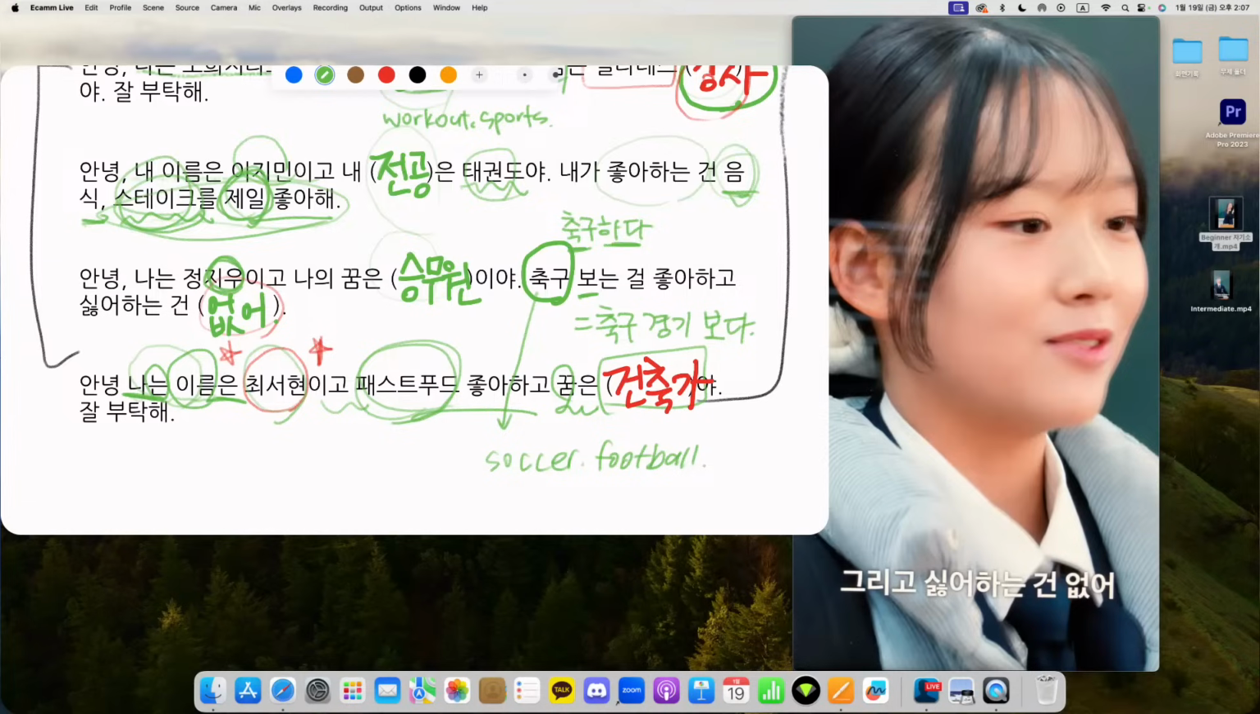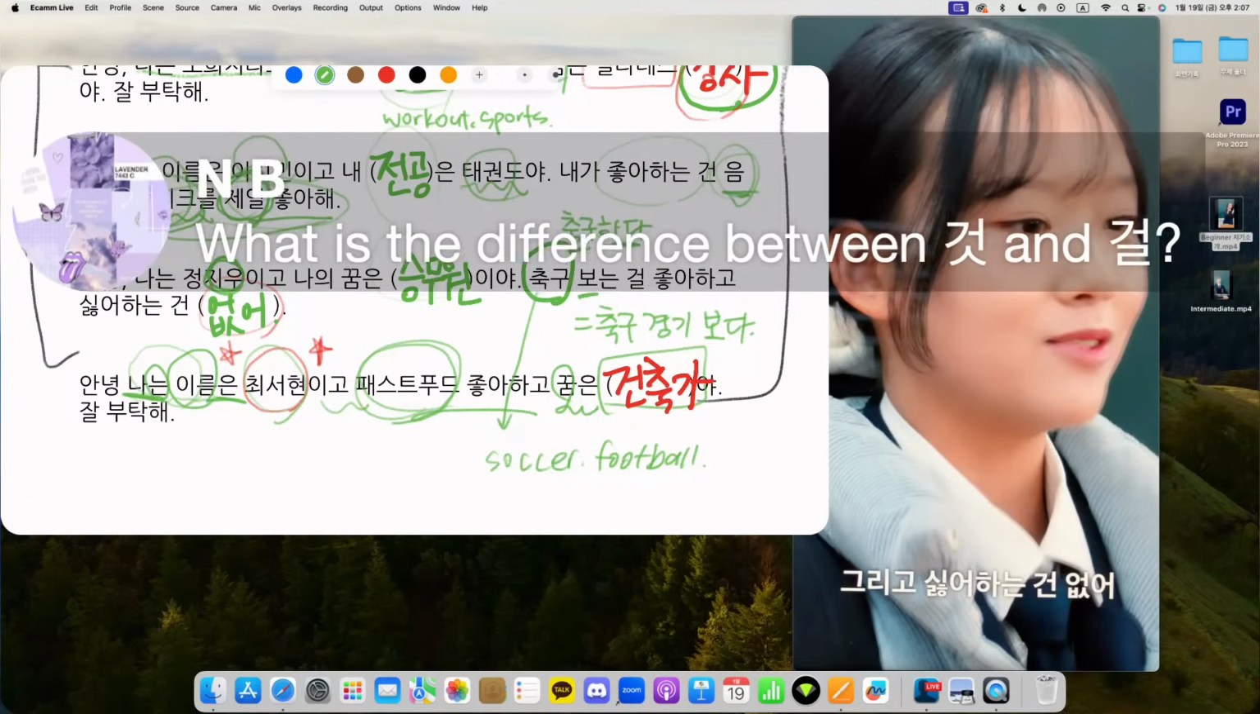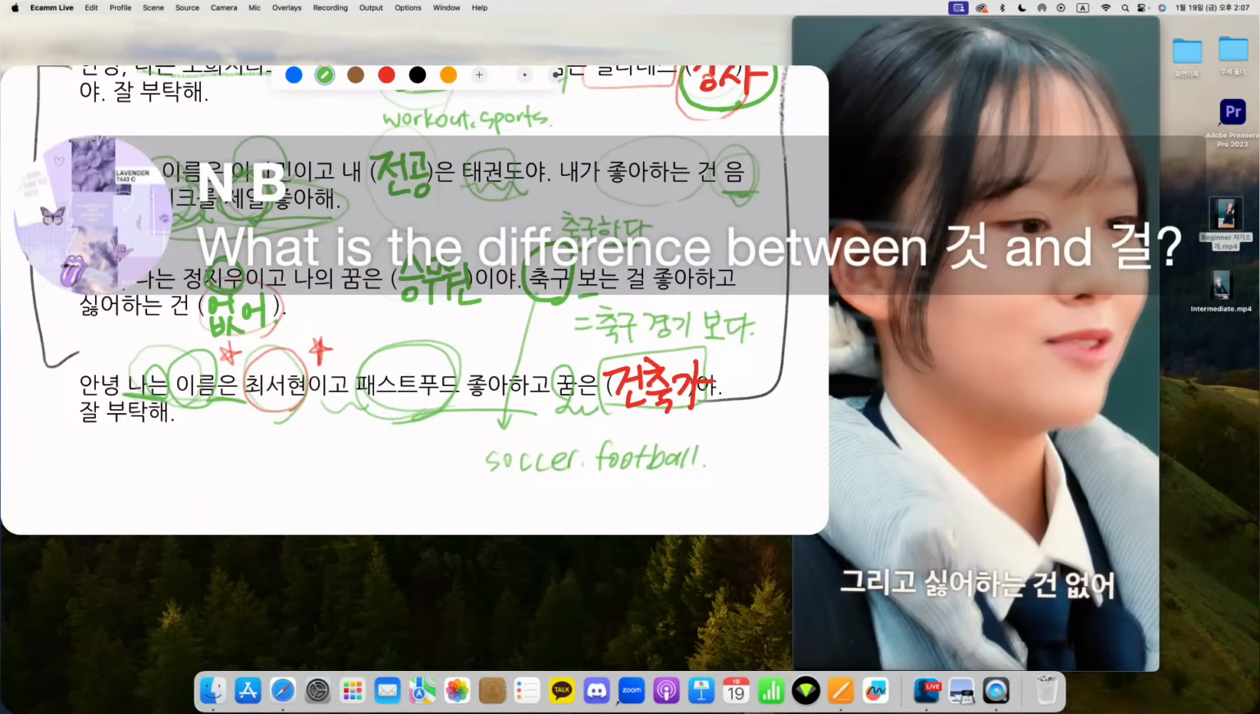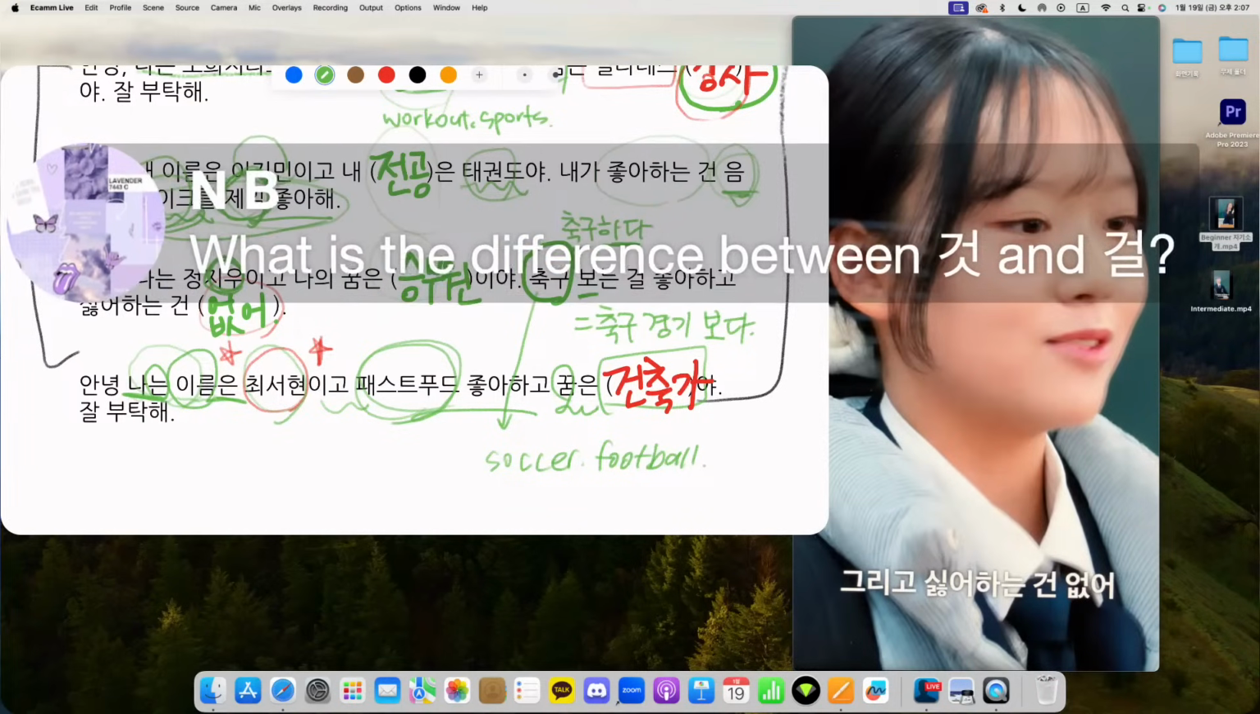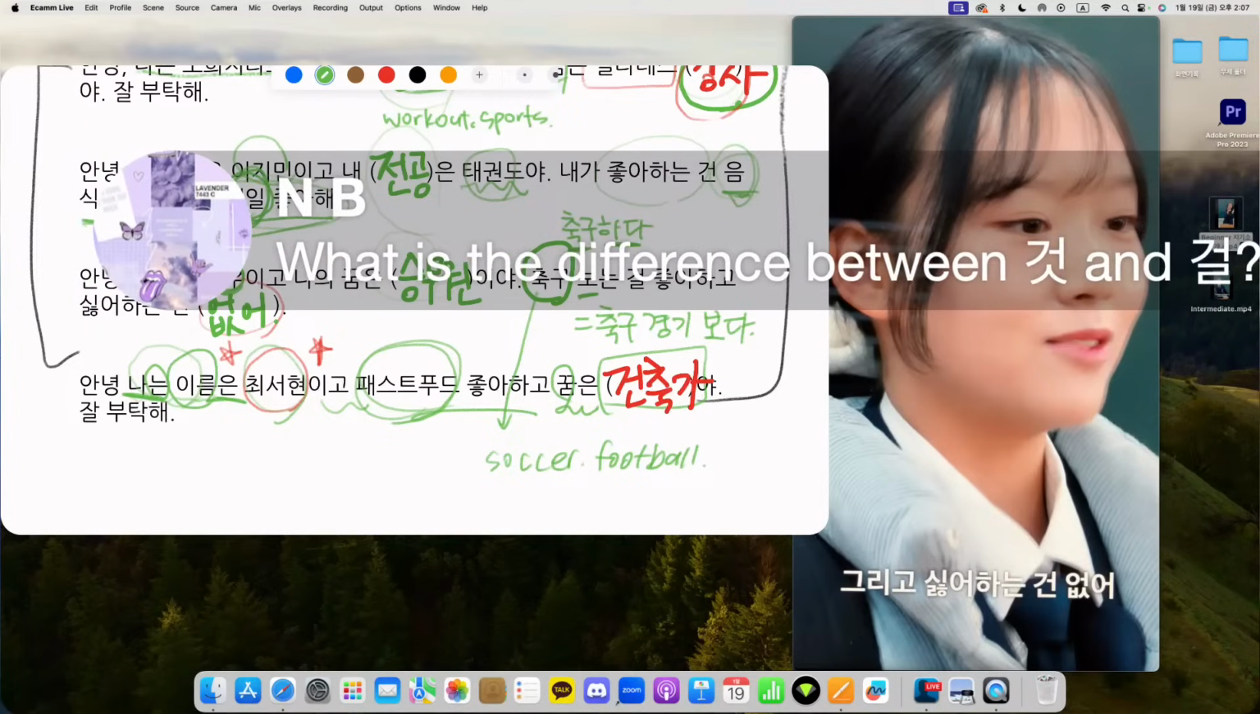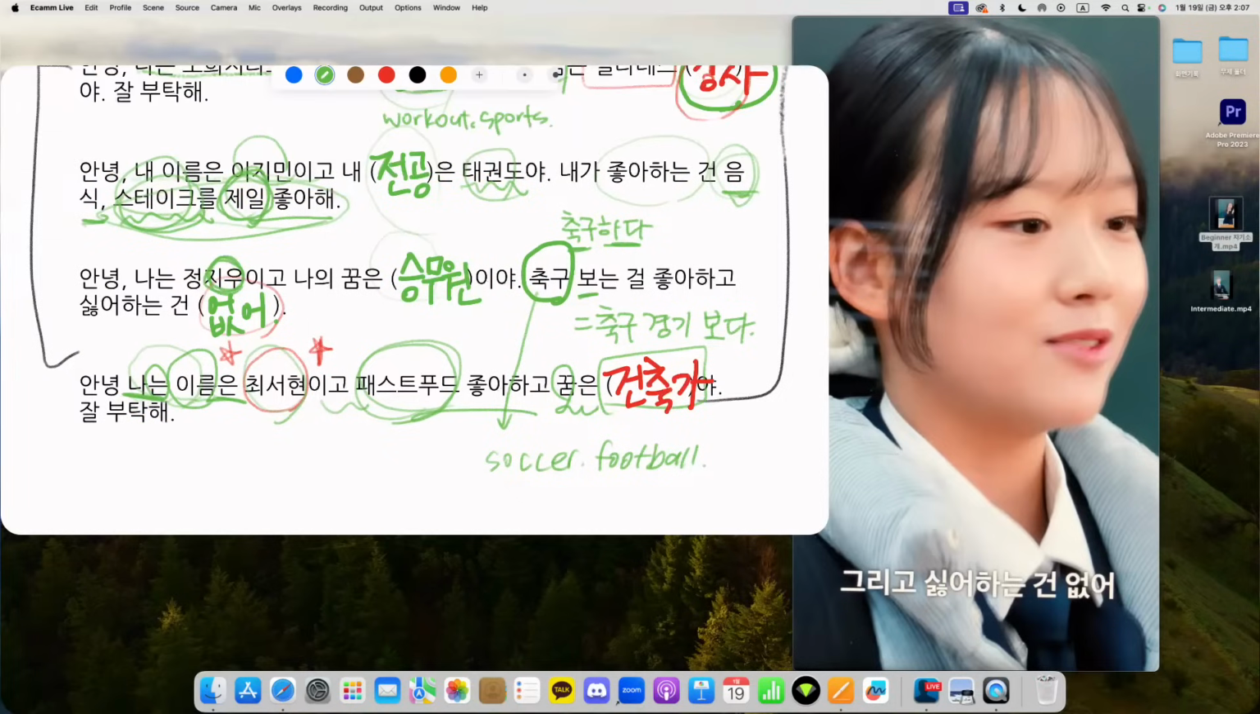Alright. 그 다음에 what is the difference between 것 and 걸? So this is something that we covered in the previous part. 걸 is the combination of 것 and the object marker 을. That is the difference.